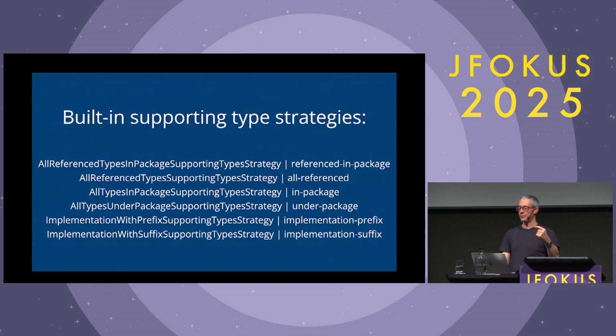Or you could say go find me implementation classes where the name has a prefix or suffix of whatever it is. So impl is a good example of a suffix strategy. Find me all of the implementation classes that match the interface name with the word impl at the end of them, for example.